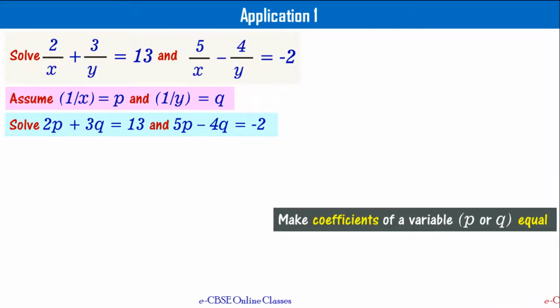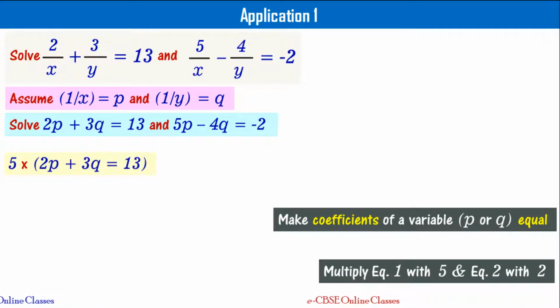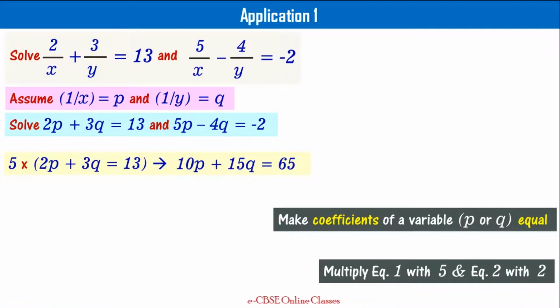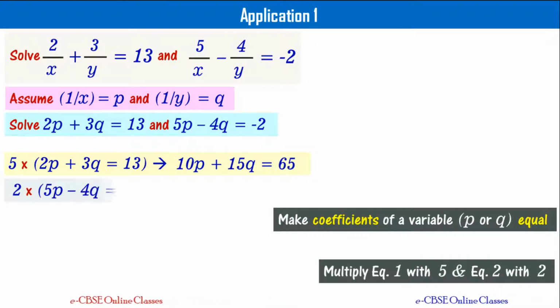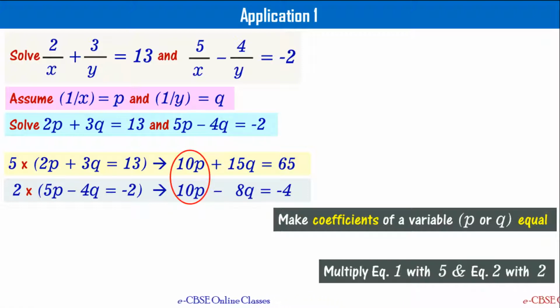We know that the first step in the elimination method is make coefficients of a variable equal. To do that, let me multiply equation 1 with 5 such that it becomes 10p plus 15q equal to 65. And let me multiply equation 2 with number 2 such that it becomes 10p minus 8q equal to minus 4, right? If you observe, the coefficient of p in both the equations is equal. That's what we wanted to do in the first step.